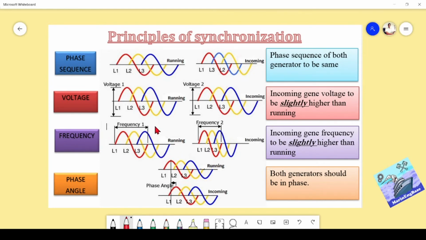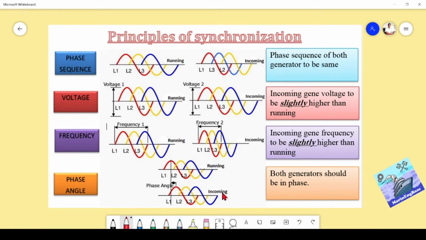That is to maintain bus bar frequency and voltage without dip while the incoming generator is connecting to the bus bar. The detailed explanation is in the next session. And the last thing is the phase angle. Both generators should be in phase, that means the running generator and the incoming generator.